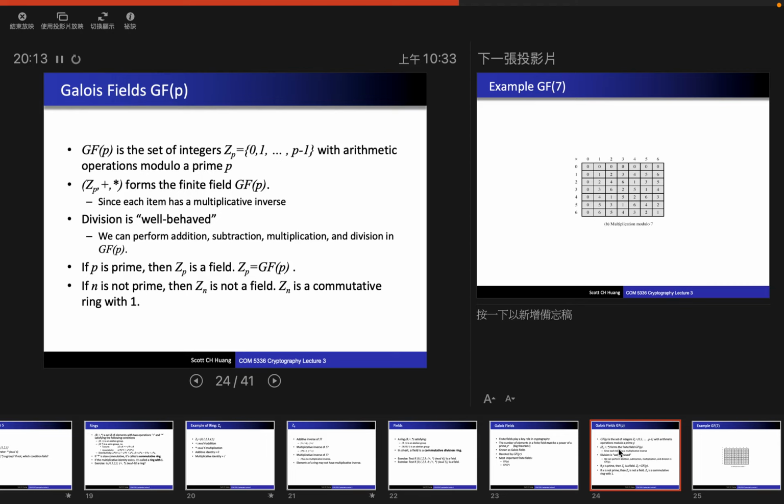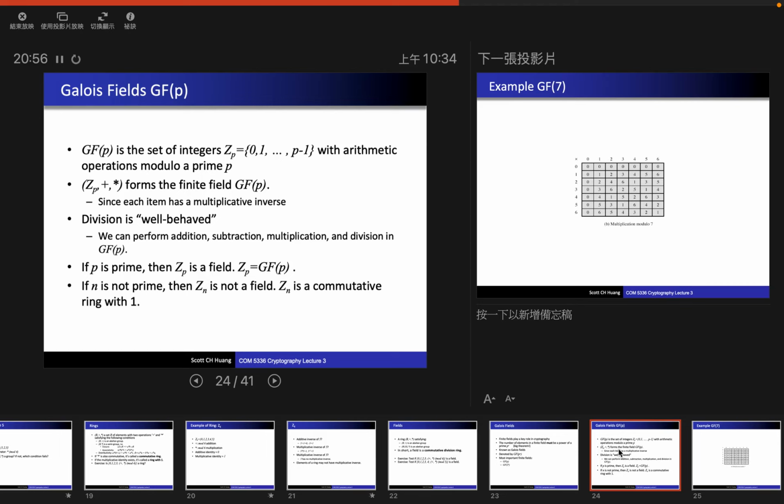The important thing is we have to show that every element has a multiplicative inverse, just like we verified for GF5. All other requirements are trivial, but the existence of a multiplicative inverse is not trivial. We will cover that because this can be done. This can be calculated using the extended Euclidean algorithm. This is a special topic, we'll talk about that later. So they form the finite field GFP.